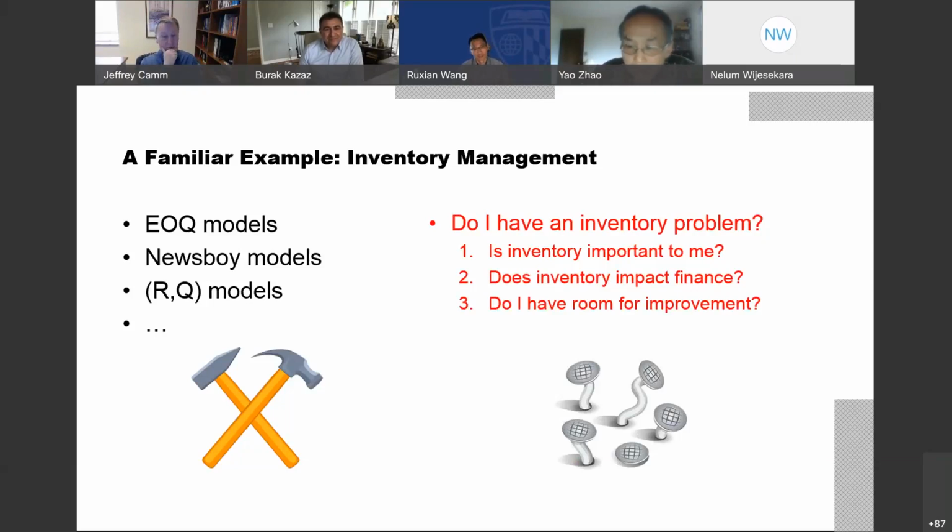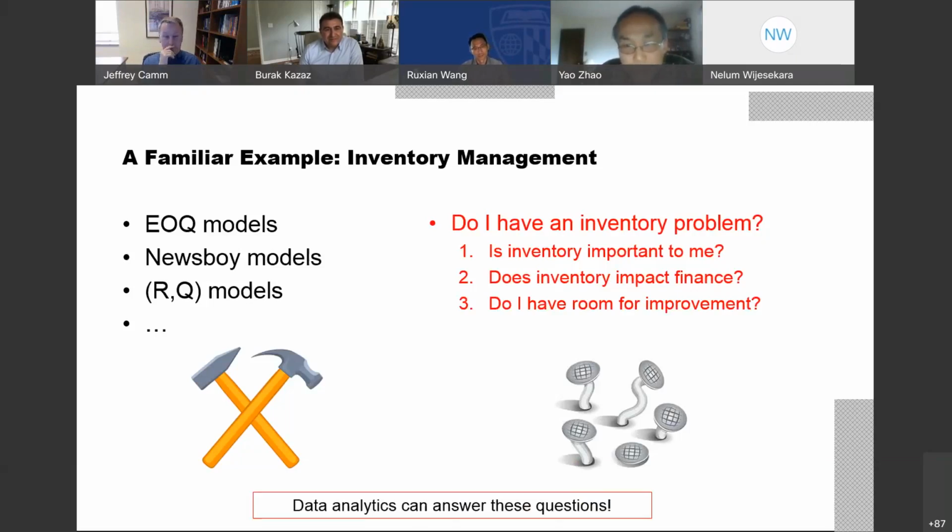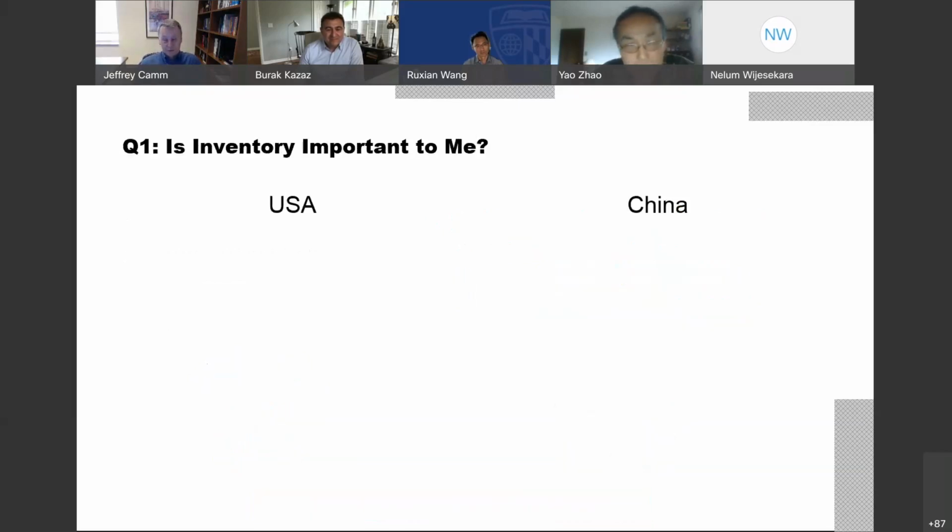It turns out that to answer these questions, data analytics is essential. So let me share some slides that we use to teach how to answer these questions. First question, let me just give an example comparing the United States versus China, to answer the question: is inventory important to me?